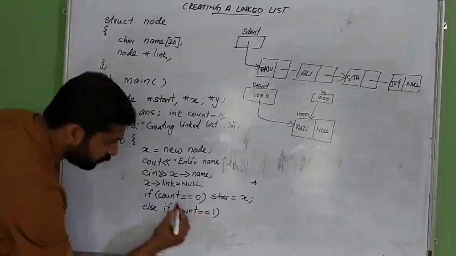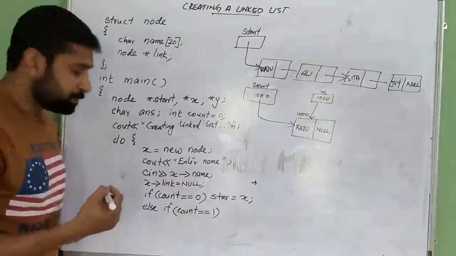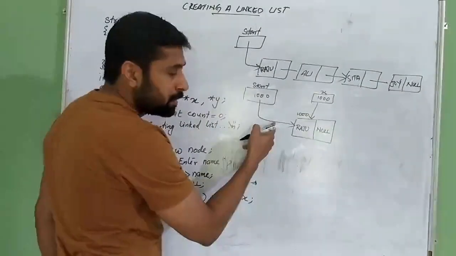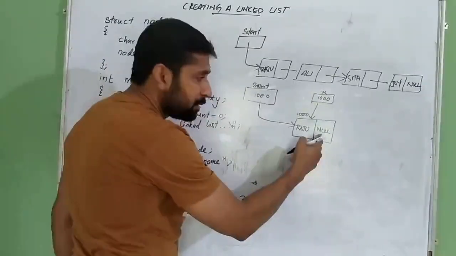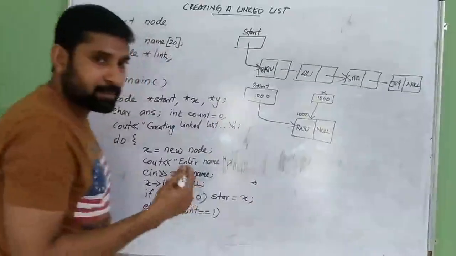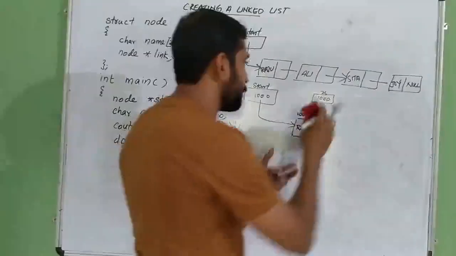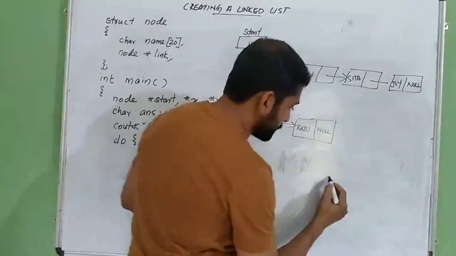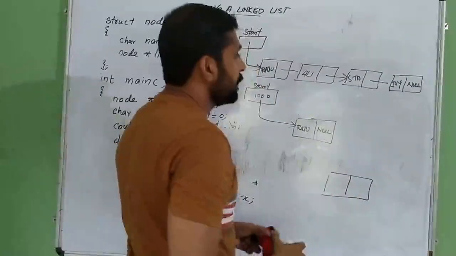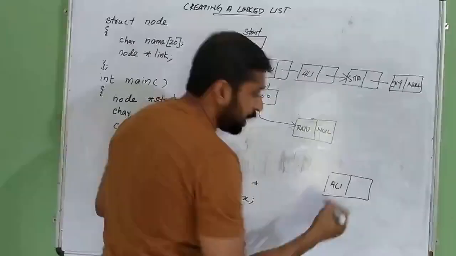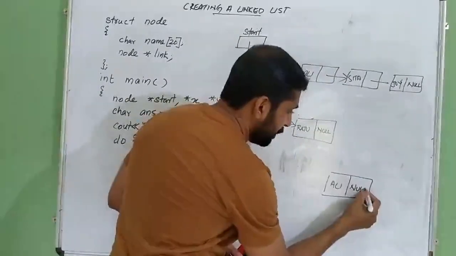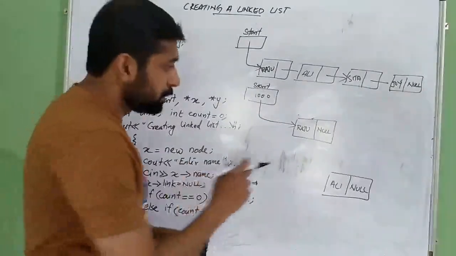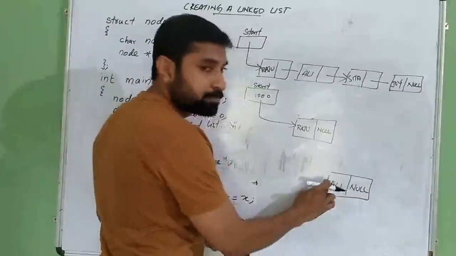If count equal to 1, what is to be done? We have to write start arrow link equal to x. So if it is the second position, suppose we have created another node somewhere here and we have stored Ali and this is made null. So this is the second node. What we have to do? We have to make a link from here.